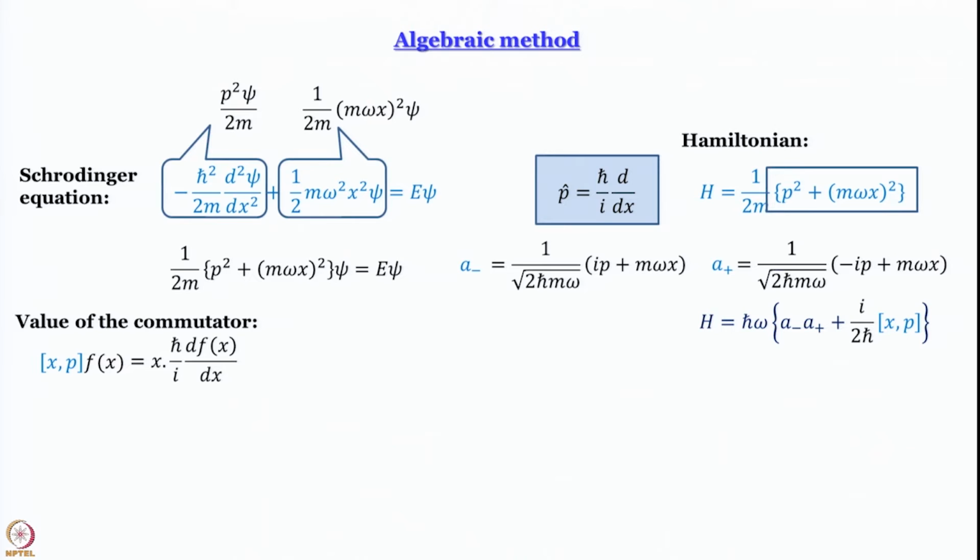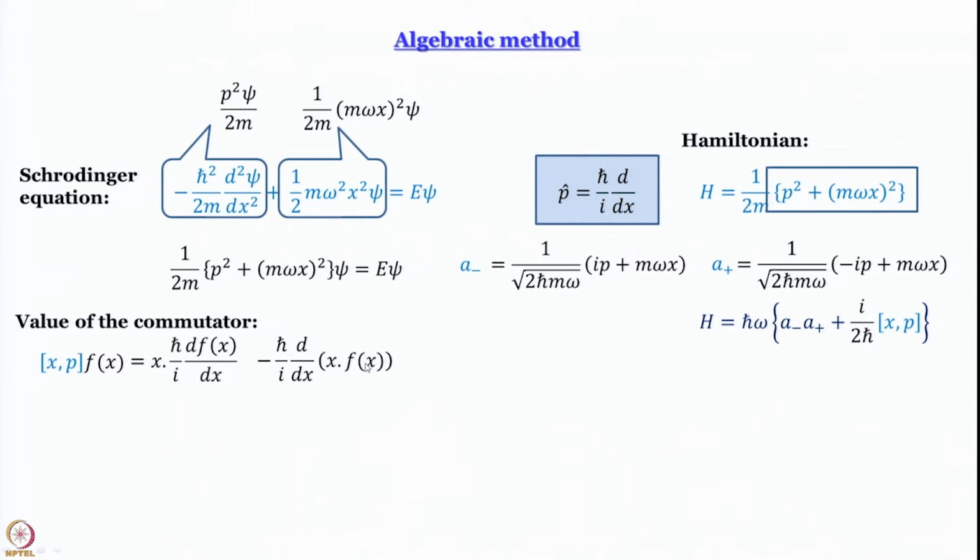What happens in the second term? It is the opposite, right, it is minus px. So it will be minus h cross by i d/dx operating on the product of x and f(x). I hope this is clear to everybody. The commutator of x and p operating on f(x) gives us x times h cross by i df(x)/dx minus h cross by i d/dx of the product of x and f(x).